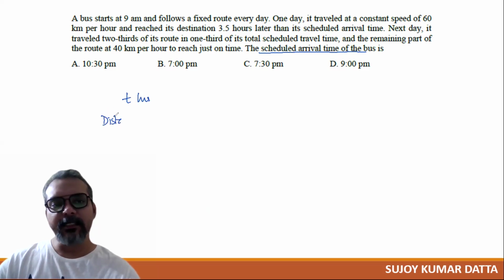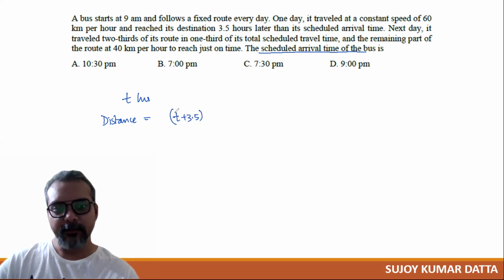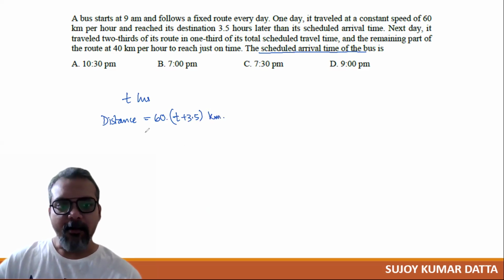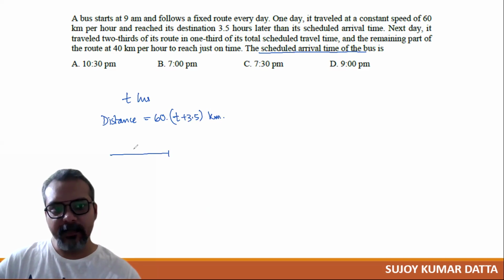So the time the bus took is T plus 3.5. That's the time it took at the speed of 60 kilometers per hour. So the distance is 60 times (T plus 3.5) kilometers. Now, next day, what it has done is it has traveled two-thirds of that distance in one-third of its scheduled arrival time. Scheduled travel time means T by 3 hours.